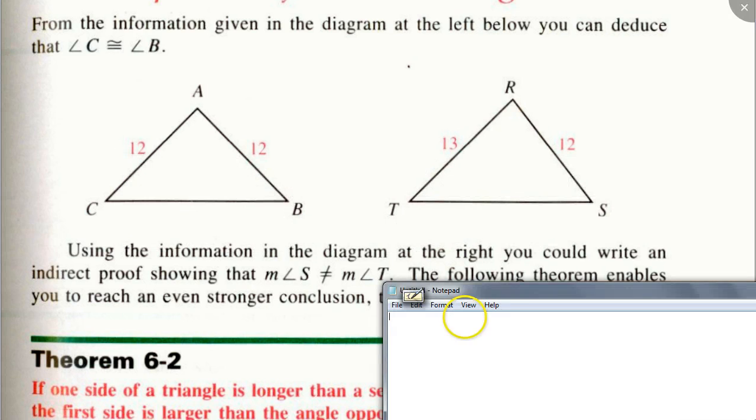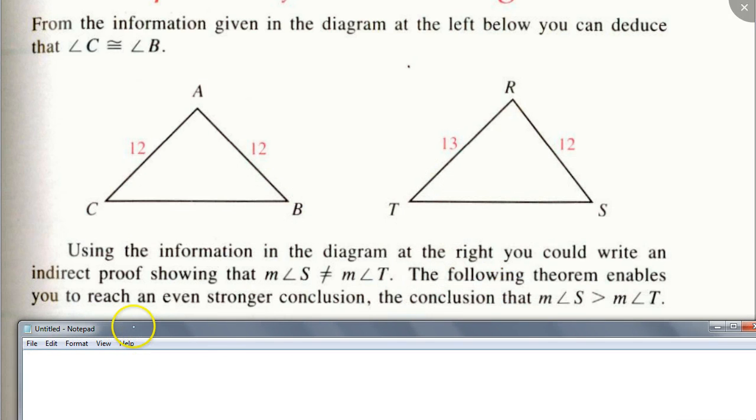So who wants to read this part? Using the information above. Go ahead, Brianna. Angle S does not equal angle T. The following theorem enables you to reach an even stronger conclusion: that the measure of angle S is greater than the measure of angle T. And we're going to show you why this happens. Like I said, it's not because it's 13, it's because this is 13 and the other is 12. In other words, the side opposite of this angle S is greater than the side opposite of the other angle. That's the reason. Does that make sense?